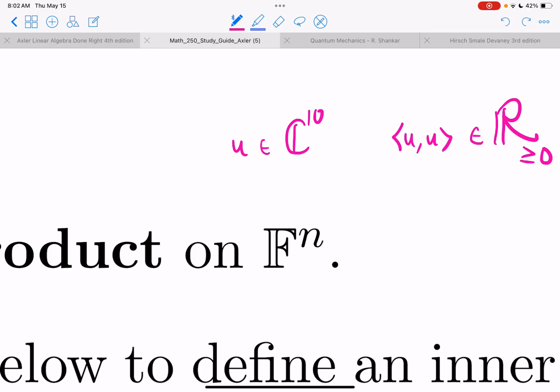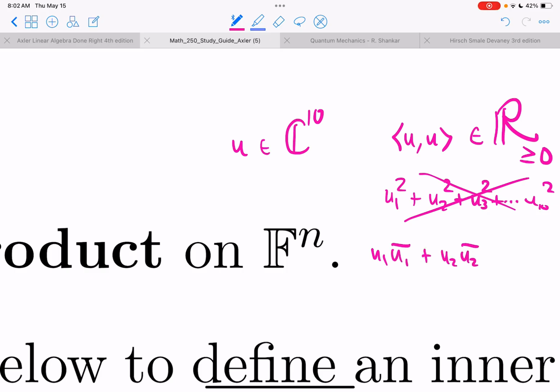In order to get that to happen, if u is in C^10, to do u dot u we can't just do it like normal, where we do u1 squared plus u2 squared plus u3 squared, like Pythagoras, up to u10 squared. We can't do that because this will not be a real number in general. So what we have to do is u1 bar plus u2 bar plus dot dot dot.